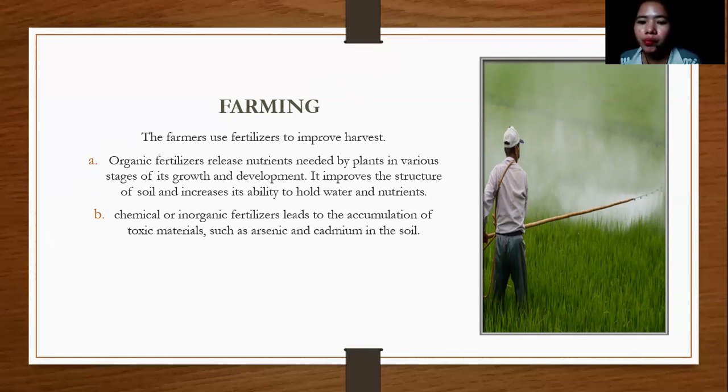So it improves the structure of soil and increases its ability to hold water and nutrients. So yun yung kumbaga rule ng mga fertilizers. So chemical or inorganic fertilizer leads to the accumulation of toxic materials such as arsenic and cadmium in the soil.